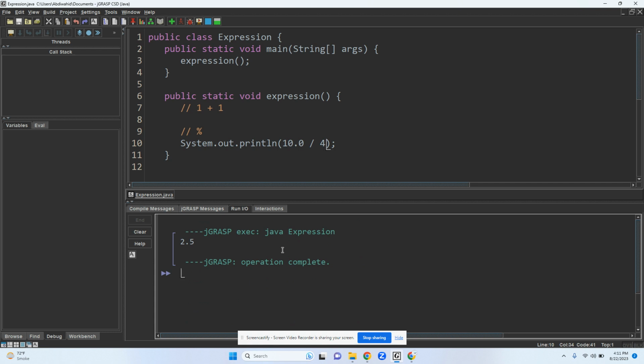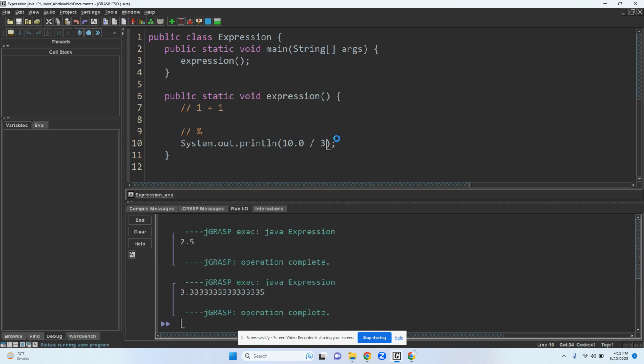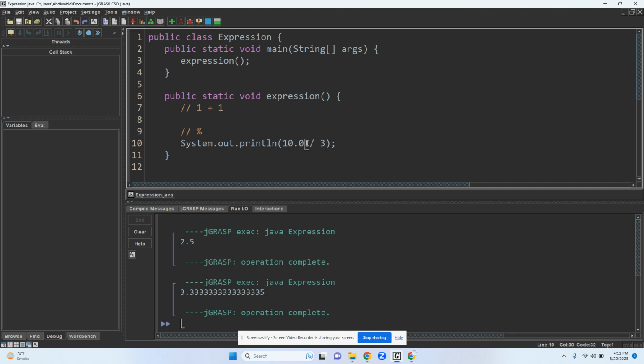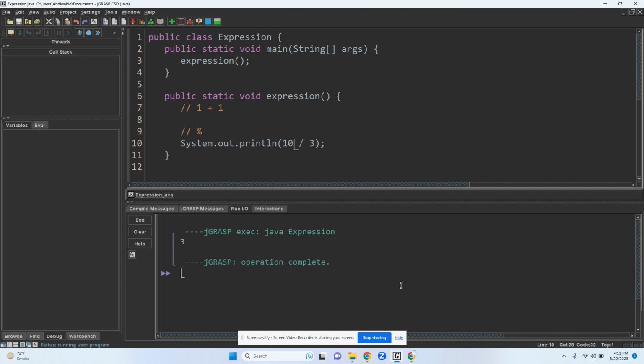So what Java does is when it divides two whole numbers with no decimal, it doesn't keep the remainder, meaning the decimal like 2.5566667. It doesn't keep that number. But let's go ahead and do 10.0 divided by 3. See how it kept the number 3.3333? But if I just did 10 divided by 3, this just prints out 3.